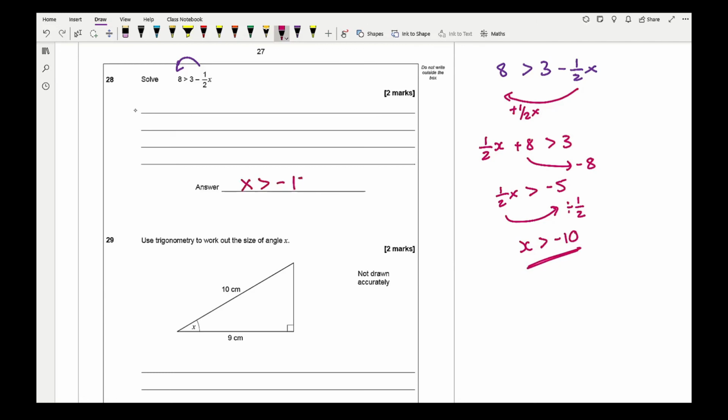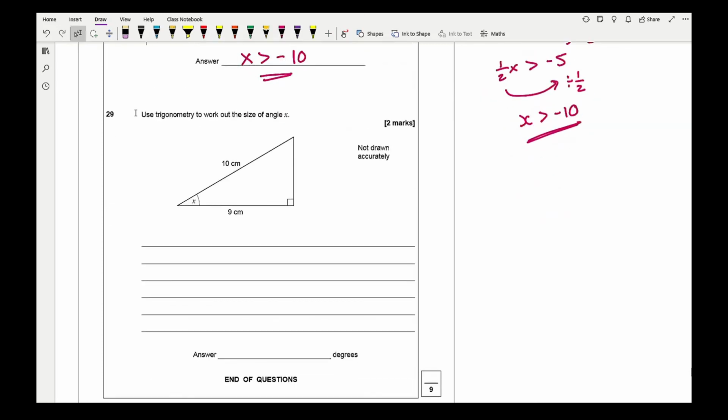Now, if you've done it another way, the general rule is that when you're dividing by a negative number, you need to flip the inequality. So I would get this, but if I flip the inequality, these two symbols here are all the same thing, because the arrow is pointing at the minus 10, and that's all that matters.